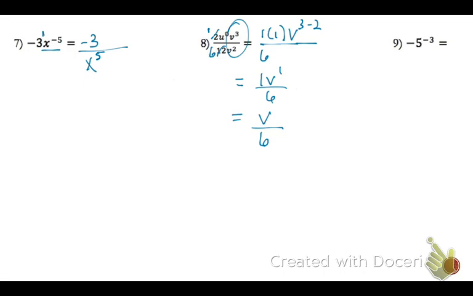And number 9. So we have negative and then 5 to the negative 3. So I'm going to hold my negative out there. I'm going to drop my 5 into the denominator. And then 5 to the third power is 125.